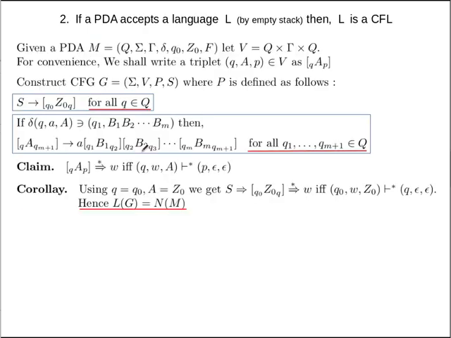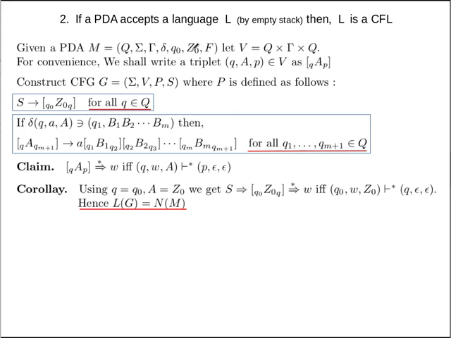So in particular we will prove this statement: if a PDA accepts a language L by empty stack, then L is a CFL. So we will construct a grammar for this L. So consider this PDA with all its components, all its 7 components.